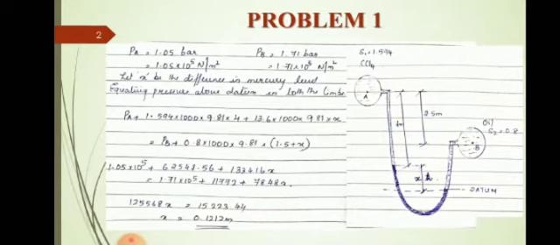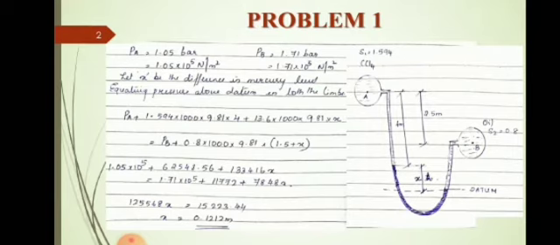Now we can equate the two. PA and PB values are given in the question. So PA and PB values are substituted here, and this is solved. The only unknown in this equation is X, and you can find out the value of X. So by solving it, you'll get the value of X as 0.1212 meters. So that is the first problem. Now moving on to the second problem.